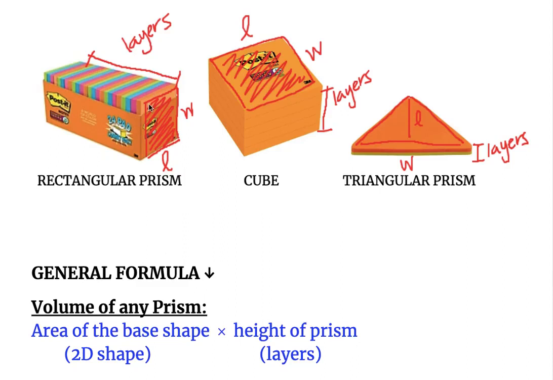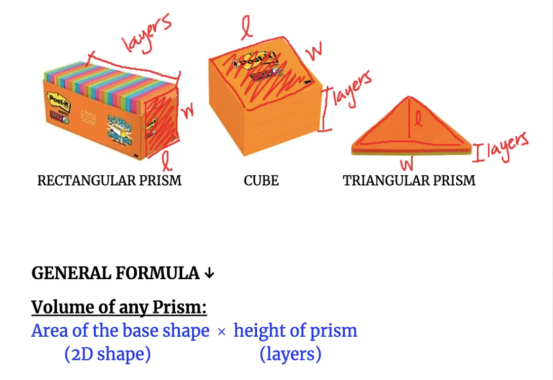So for our rectangular prism, we have a rectangle for the base. To figure out the area, we do length times width. And then if we want to figure out how many total in here, we would take that multiplication product and multiply by the layers. So that's easier than us counting all the layers in there for the total.